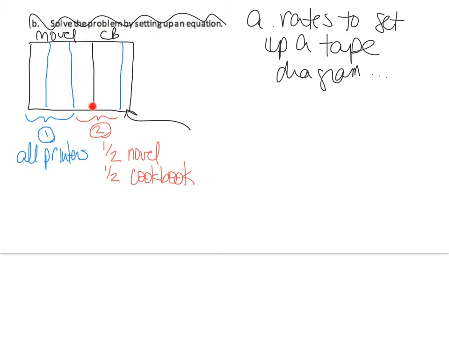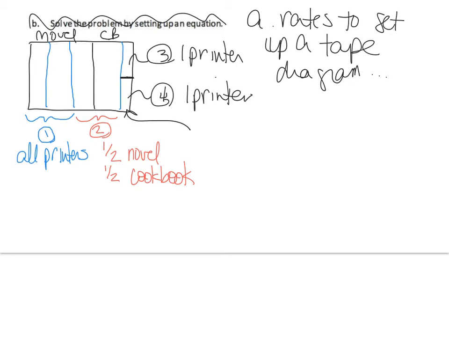And then this piece equals the cookbook, because on day two, most of the cookbooks were done. They just needed a little bit printed off on those last 2 days, which is just silly, right? So let's split that up. So that last piece is really day 3, 1 printer, and day 4, 1 printer. Silly people. That's really neat. Our tape model sort of worked. It's fun.